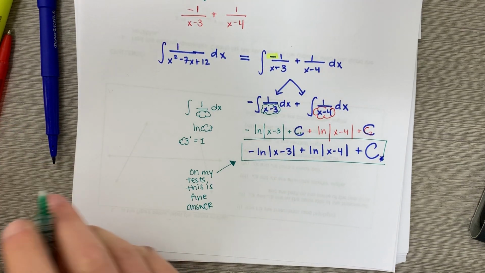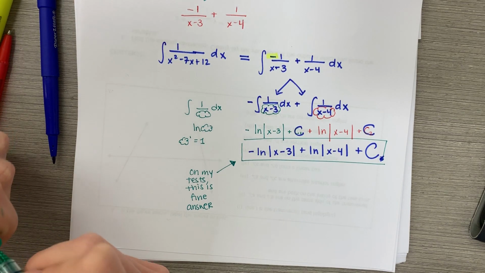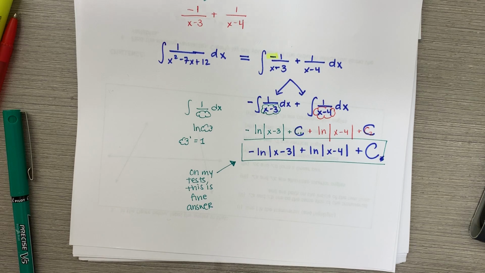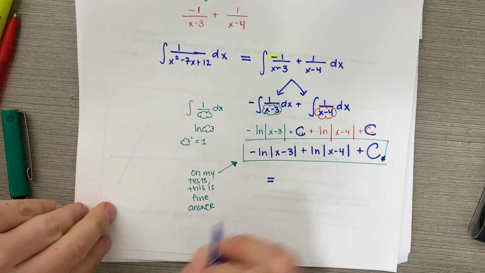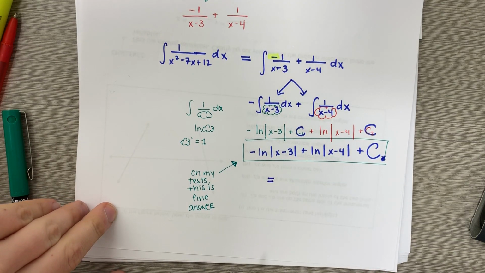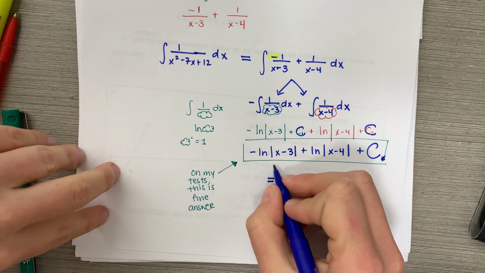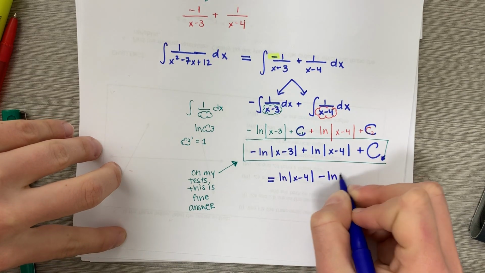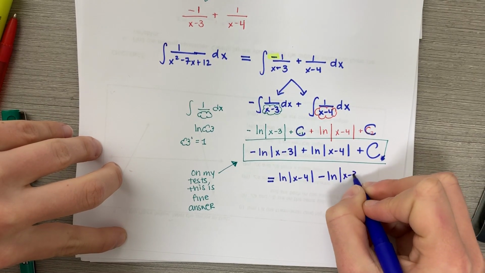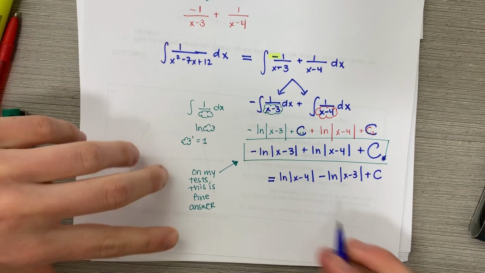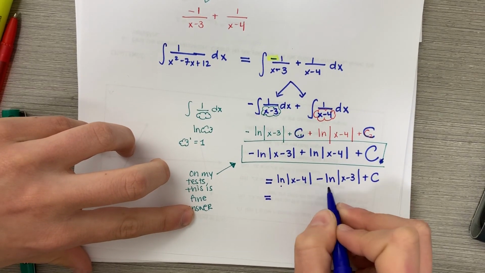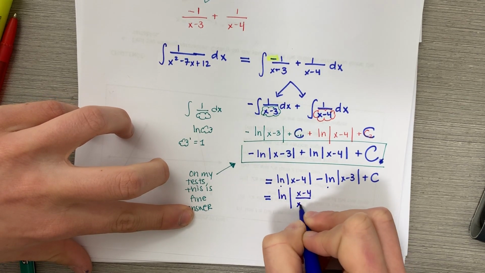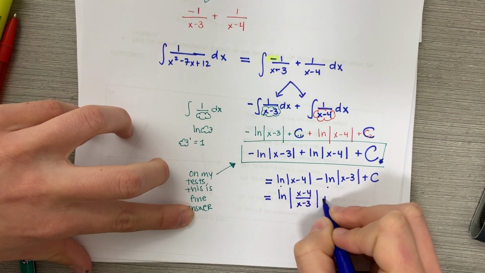On the AP test, this is going to show up in a multiple choice question. And since it's a multiple choice question, the answer will most likely be in the form of negative natural log of x minus 4 minus natural log of x minus 3 plus C. You need to use, when you subtract two natural logs, you're dividing: x minus 4 over x minus 3, plus C.